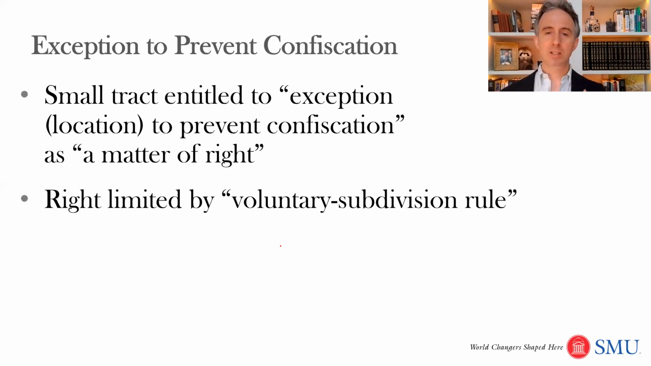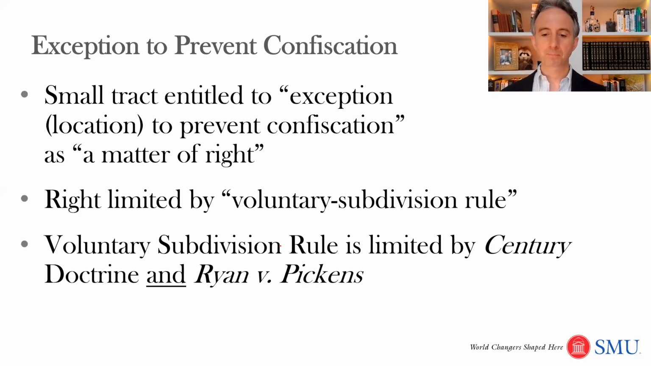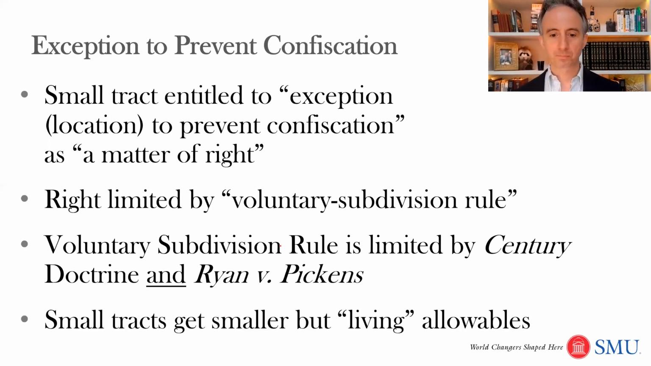Okay, so that is what's called a voluntary subdivision. If you already know there's oil there and you subdivide your property, the Texas Railroad Commission does not give you that exception. Okay? The voluntary subdivision rule, we'll talk about it. That voluntary subdivision rule is limited by the Century Doctrine and Rhines versus Pickens, which we'll talk about. I'll talk about what each of those things are. Basically, the Century Doctrine says that if you're a subdivided property, so there's 41 acre units, one of those 40 units will get to have a well.